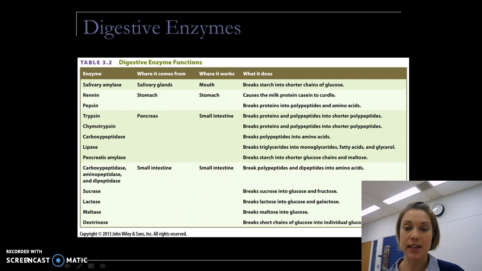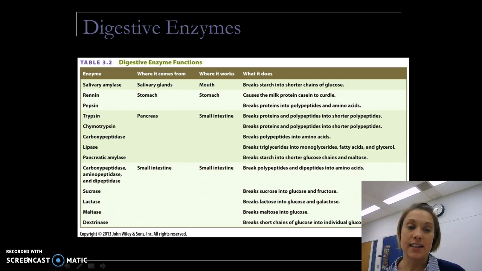Lipase is going to break down triglycerides into monoglycerides, fatty acids, and glycerol. Pancreatic amylase is going to further the salivary amylase's job by breaking starch into shorter glucose chains, as well as maltose, which is the disaccharide that's two glucoses.